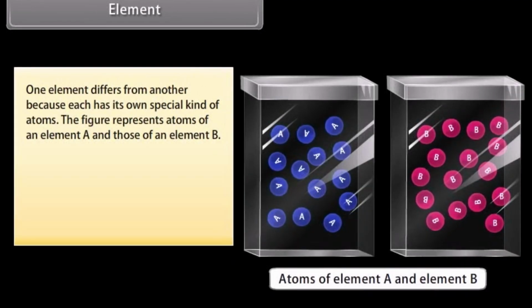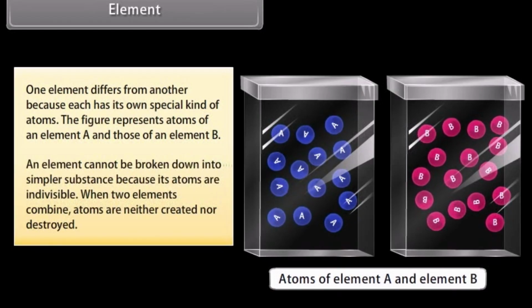One element differs from another because each has its own special kind of atoms. The figure represents atoms of an element A and those of an element B. An element cannot be broken down into simpler substance because its atoms are indivisible.